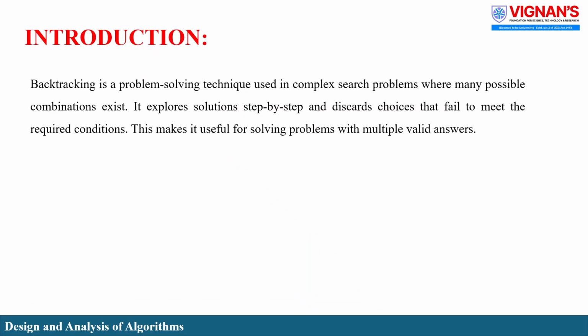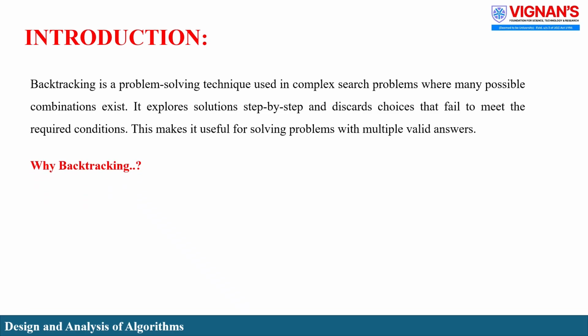Backtracking is a problem-solving technique used in complex search problems where many possible combinations exist. It works by exploring solutions step by step. At each step, it checks whether the current choice follows the rules of the problem. If the choice is wrong or leads to an invalid path, backtracking simply goes back, removes the wrong step, and tries a different option. This makes backtracking very powerful for solving problems that have more than one valid answer or require checking multiple possibilities. Why backtracking?